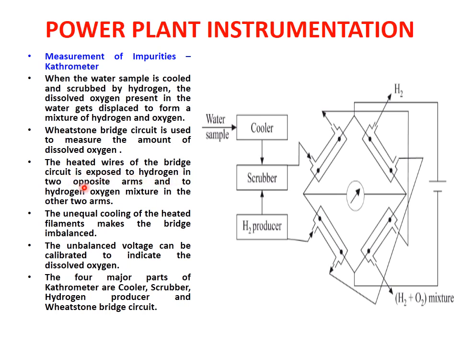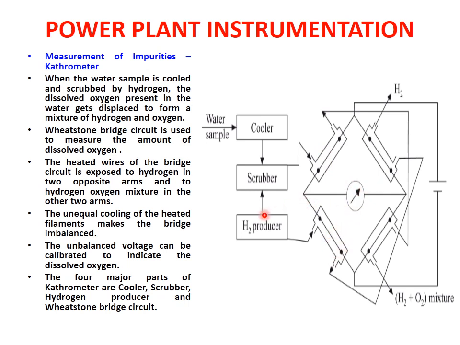The Wheatstone bridge circuit is used to measure the amount of dissolved oxygen. The heated wires of the bridge circuit are exposed to hydrogen in two opposite arms and to the hydrogen oxygen mixture in the other two arms. As the Wheatstone bridge circuit has four arms, the heated wires of the bridge circuit are exposed to hydrogen in two arms, the opposite arms, and the other two opposite arms are exposed to the hydrogen oxygen mixture.